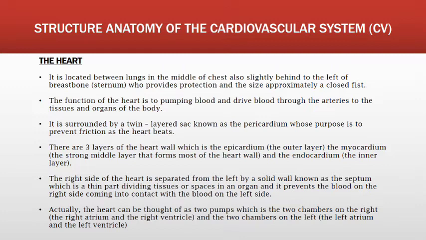The right side of the heart is separated from the left by a solid wall known as the septum, which is a thin part dividing tissue or space in the organ, and it prevents the blood on the right side from coming into contact with the blood on the left side. Actually, the heart can be thought of as two pumps: the two chambers on the right, the right atrium and the right ventricle, and the two chambers on the left, the left atrium and the left ventricle.